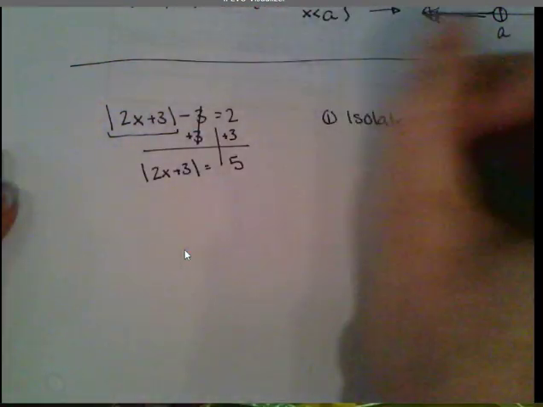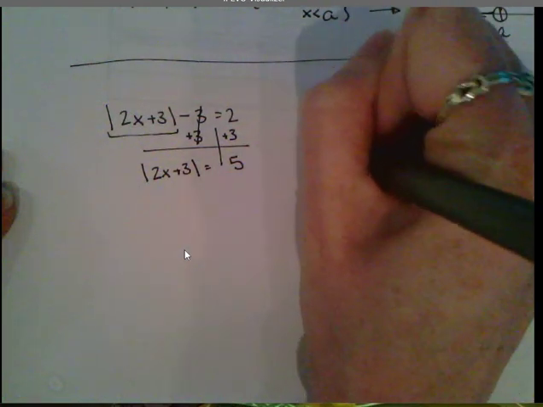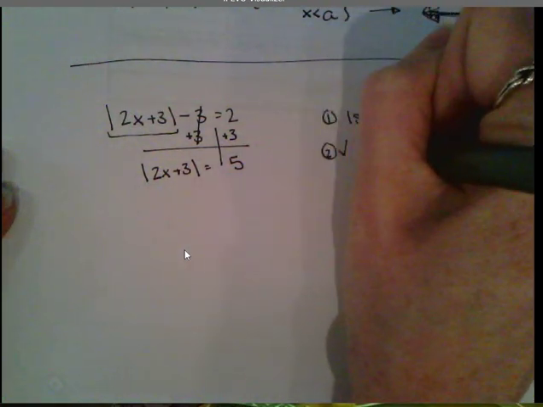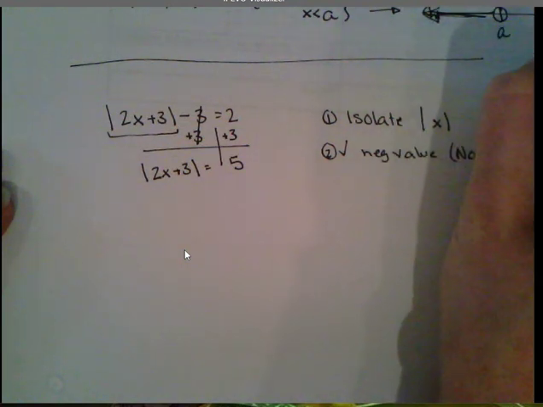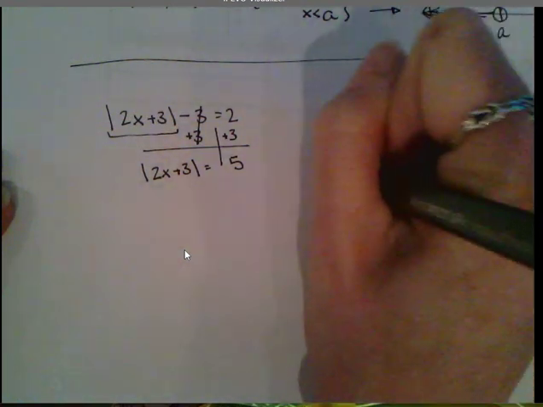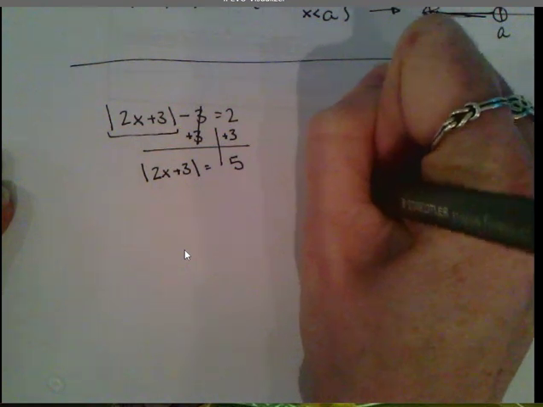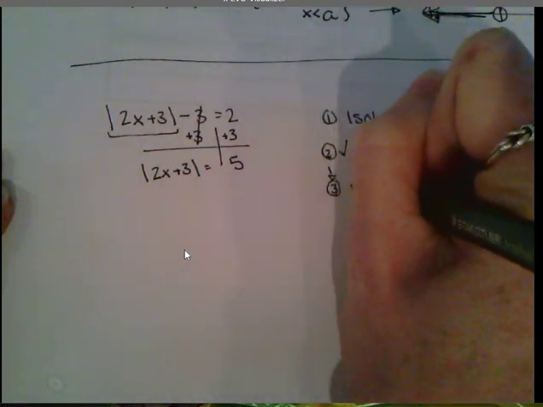Now from here, I've isolated it. My second thing is to check for negative values, because if it were negative, it would be no solution. But if not, I move on to step 3, which is setting up our related equations.